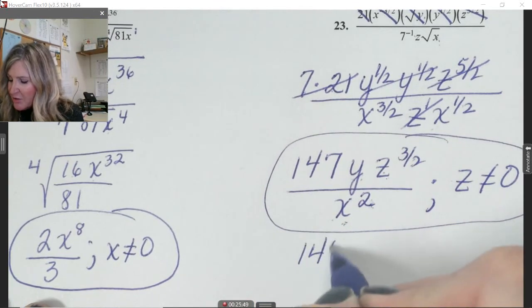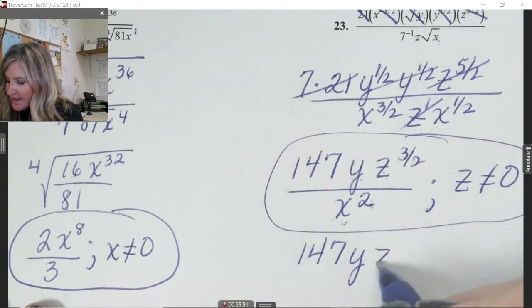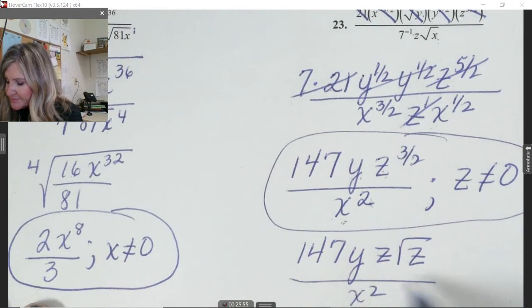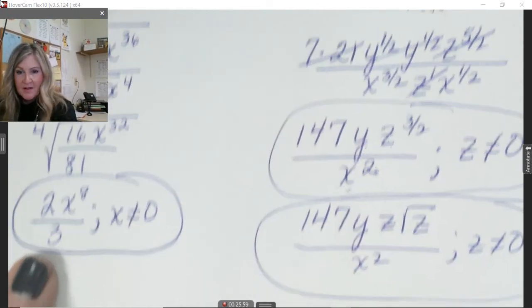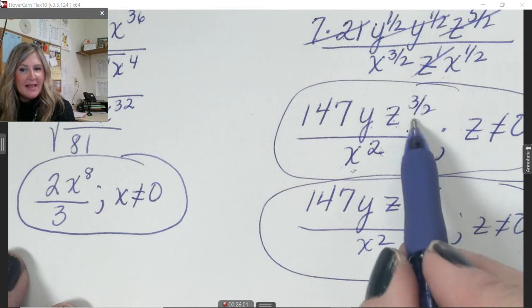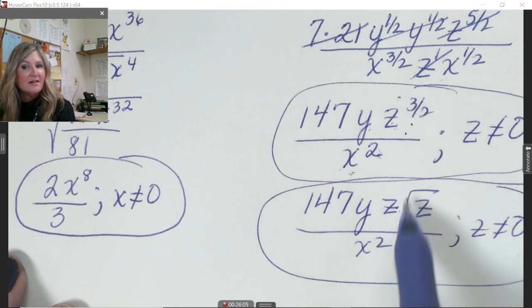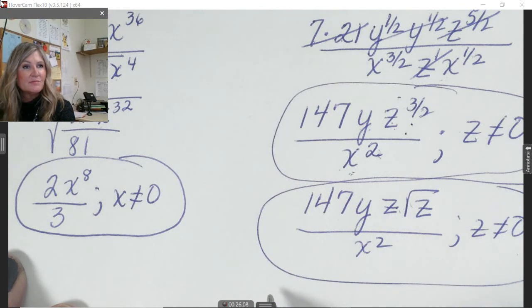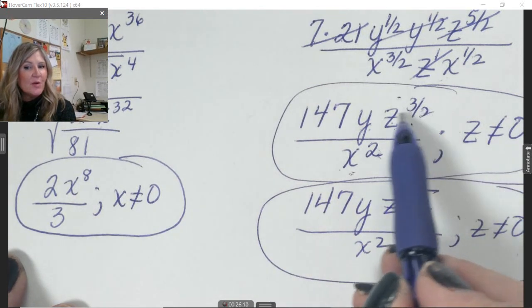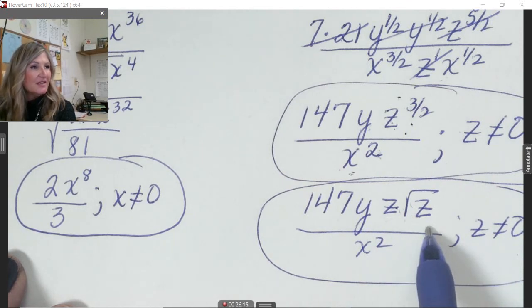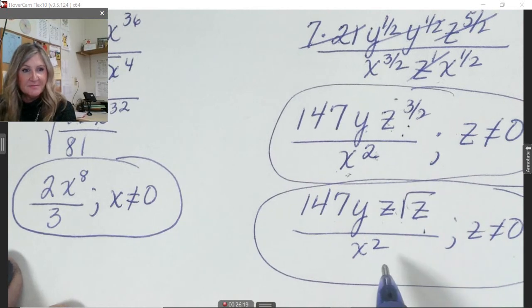If I made this multiple choice, though, I would probably write it like this. Would you understand why that is equivalent right there? You've got the square root of z cubed. Can you see why that would end up being z radical z? Could you get to that? Yeah, I think you could.